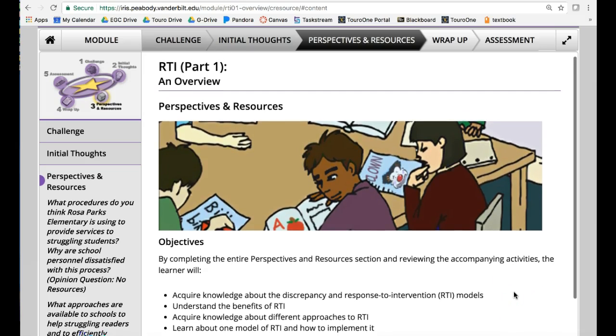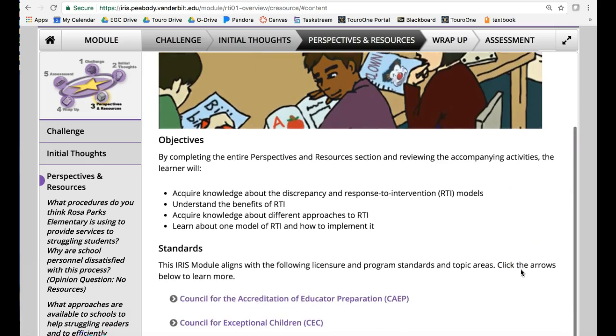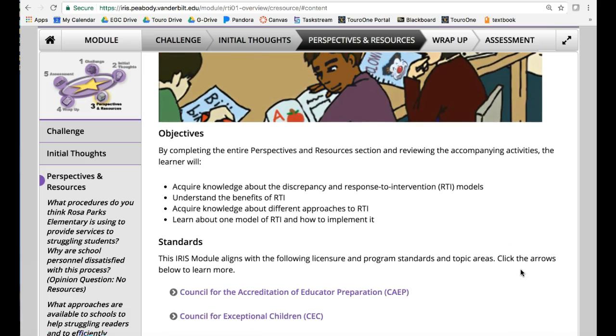Next is just the perspectives and resources section. So here, by completing the entire perspectives and resources section and reviewing the accompanying activities, you're going to acquire knowledge about the discrepancy and the response to intervention models. You'll understand the benefits of RTI, and then you'll also learn about different approaches to RTI, and then we're going to go over one model of RTI and how to implement it.